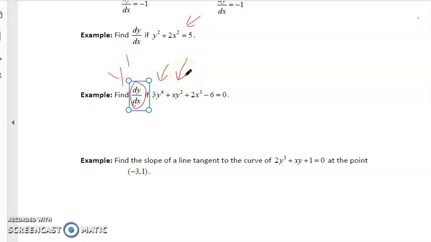be careful. Look at this thing. Look at that. That is actually a multiplication. X is multiplied by y squared. You are going to require your product rule there. And you saw your product rule in yesterday's class.